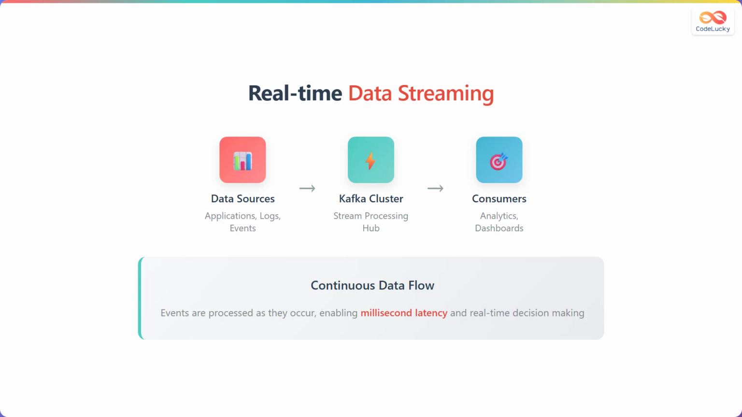Let's take a closer look at how Kafka enables real-time data streaming. Imagine you have various data sources like applications, logs, and events constantly generating information. This data flows into a Kafka cluster, which acts as a stream processing hub. From there, consumers such as analytics tools and dashboards can subscribe to this data and process it in real time. The benefit of this architecture is that events are processed as they occur, enabling millisecond latency and real-time decision-making.